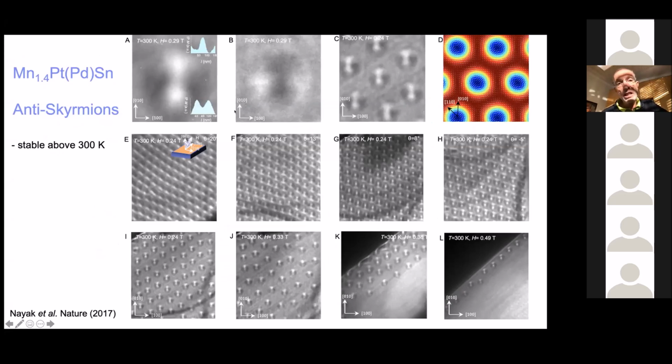And basically these anti-skyrmions, just like the Bloch skyrmions and the Néel skyrmions, appear as arrays. And you can see in C, at room temperature, an array of these anti-skyrmion objects. Now, in the Lorentz microscope, we can vary the temperature and magnetic field. And as we increase the field, we can eventually see, at room temperature, that the anti-skyrmions disappear and we see a uniform state.